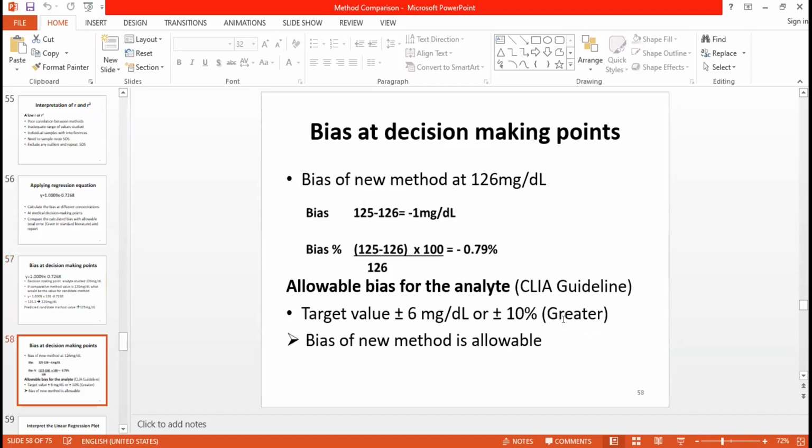And now I am in a position to calculate the bias between the two methods, including the percentage of bias, which I did. And then I obtained the allowable bias from clear guidelines and compared that with my bias, and I came to the conclusion that the bias of the new method is allowable at the medical decision-making point.